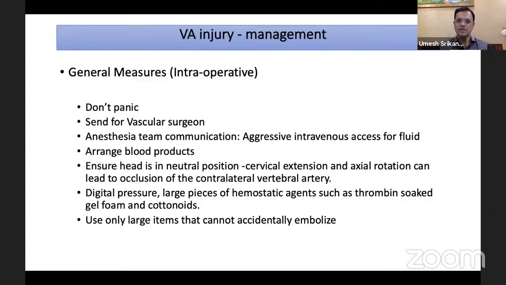There are several general measures to be followed intraoperatively. Of course, anesthesia team communication. We should not panic. We should send for a vascular surgeon, arrange blood products, ensure the head is in neutral position so that the contralateral vertebral artery is not occluded. Digital pressure has to be applied, large pieces of hemostatic agents, in order to control the bleeding.